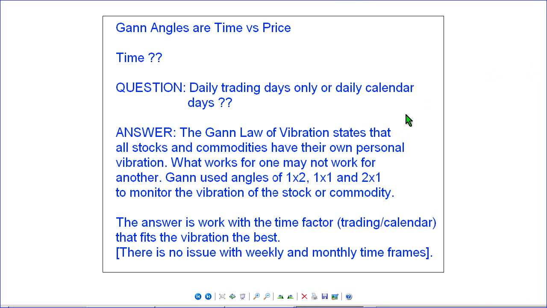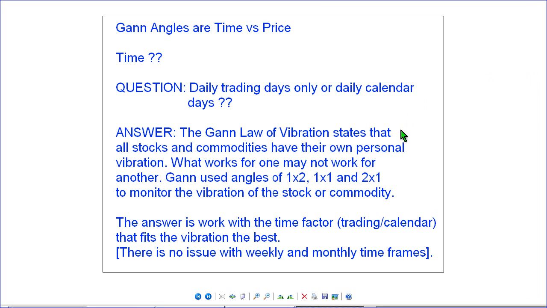The law of vibration states all stocks and commodities have their own personal vibration. What works for one may not work for another. Gann used angles of 1 by 2, 1 by 1 and 2 by 1 mostly to monitor the vibration of a stock or commodity. The answer is to work with the time factor that fits the vibration best.